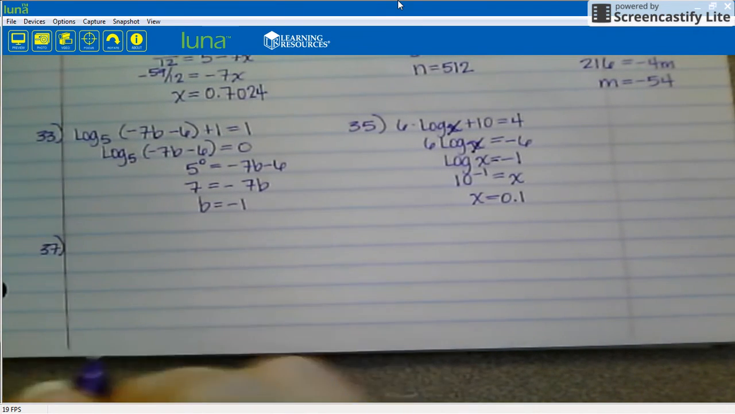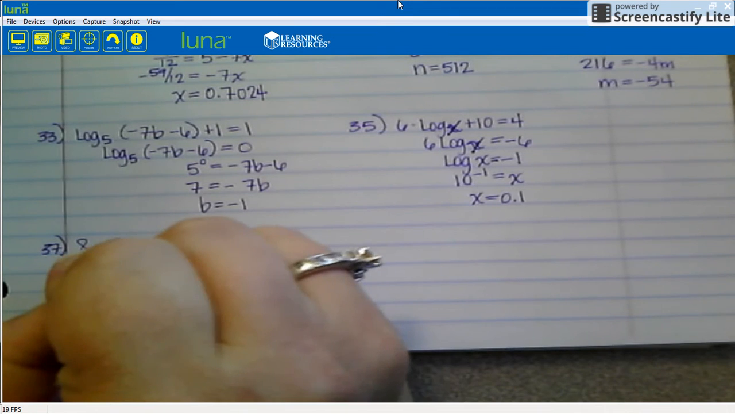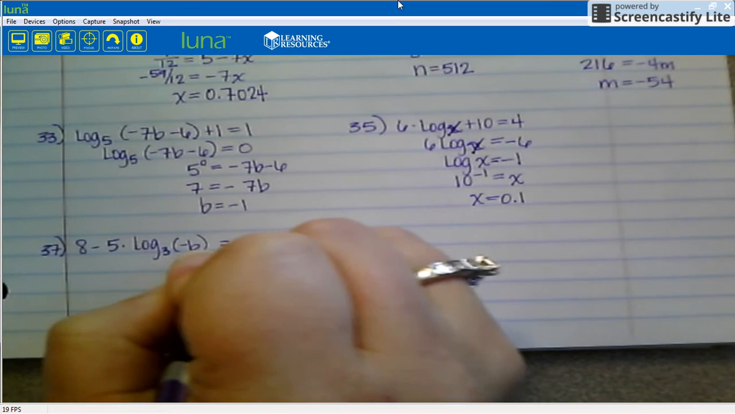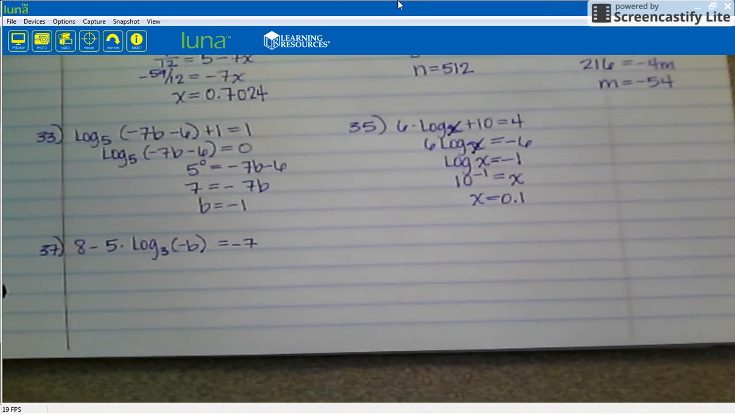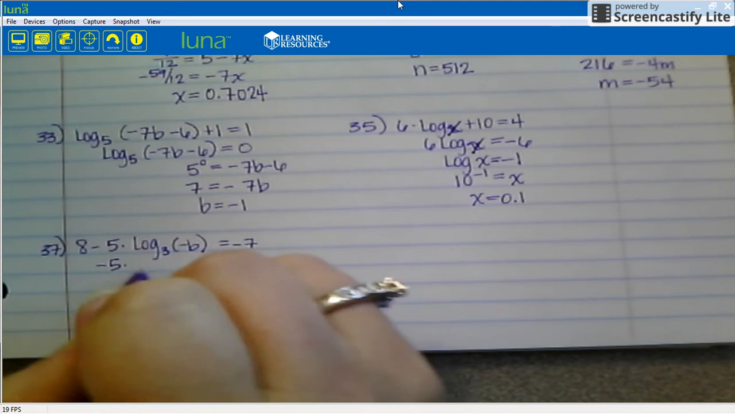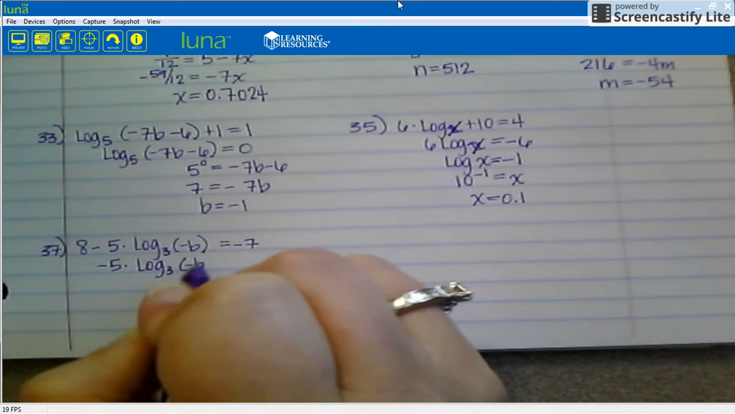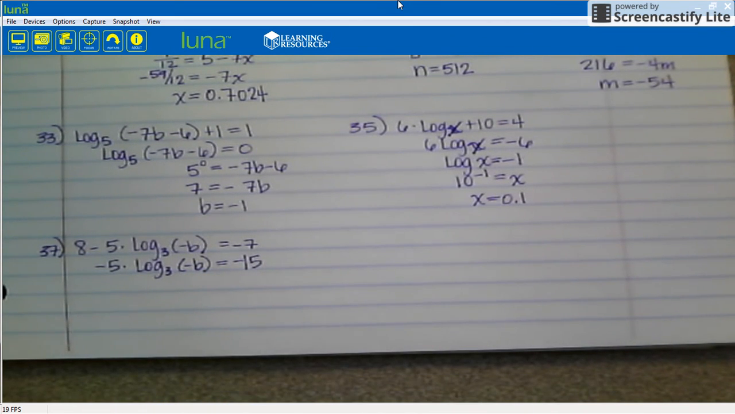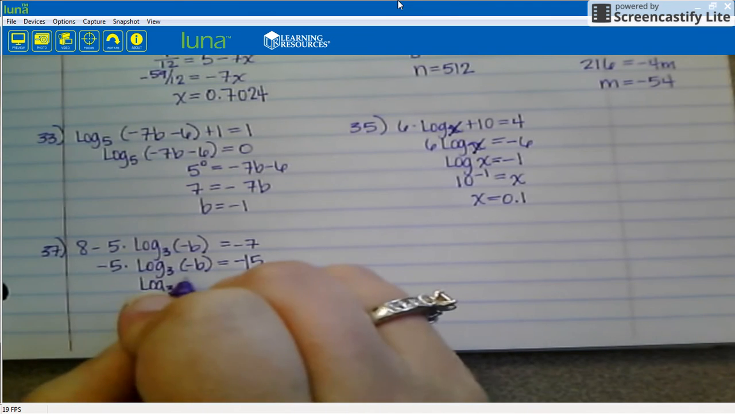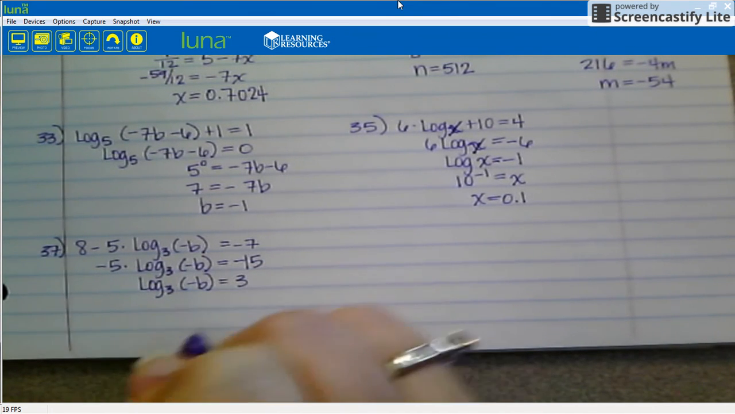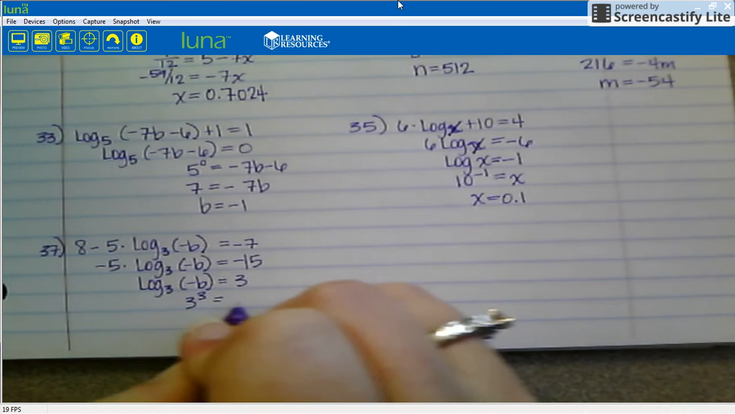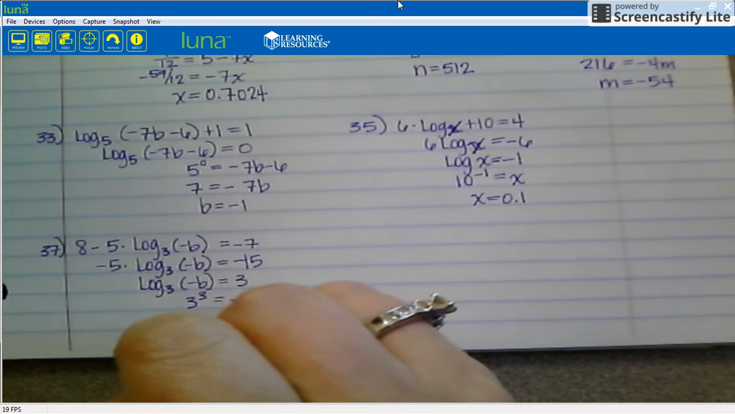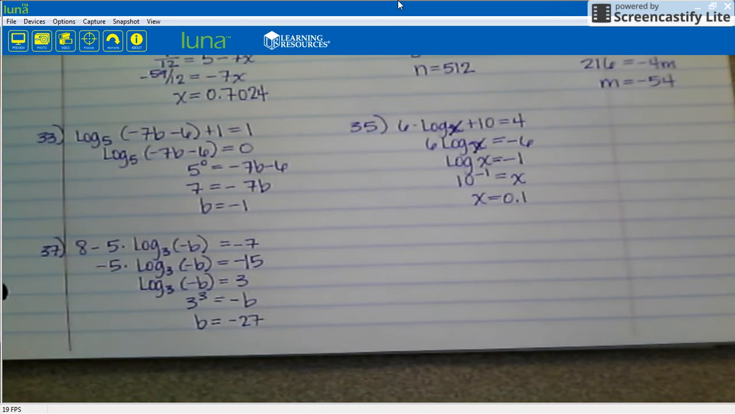For 37, we have 8 minus 5 times the log base 3 of negative b equals negative 7. So I'm going to subtract 8 to get negative 5 times log base 3 of negative b is equal to negative 15. And when I divide both sides by negative 5, I get log base 3 of negative b is equal to 3. So that means 3 cubed equals negative b, and 3 cubed is 27, so b is equal to negative 27.